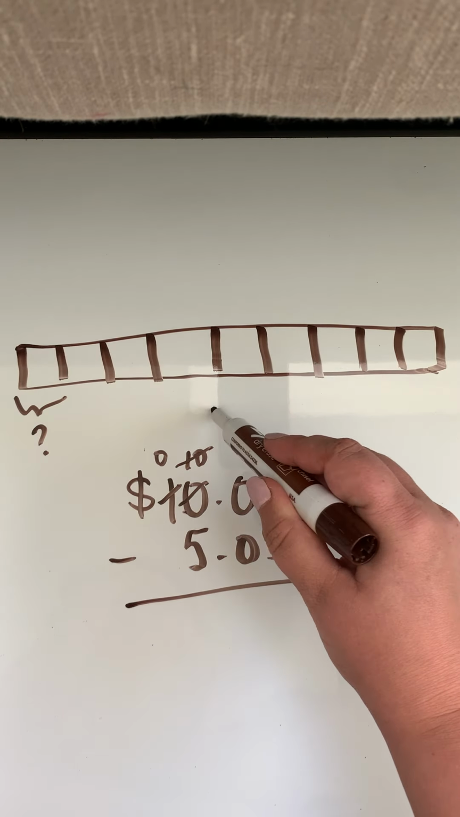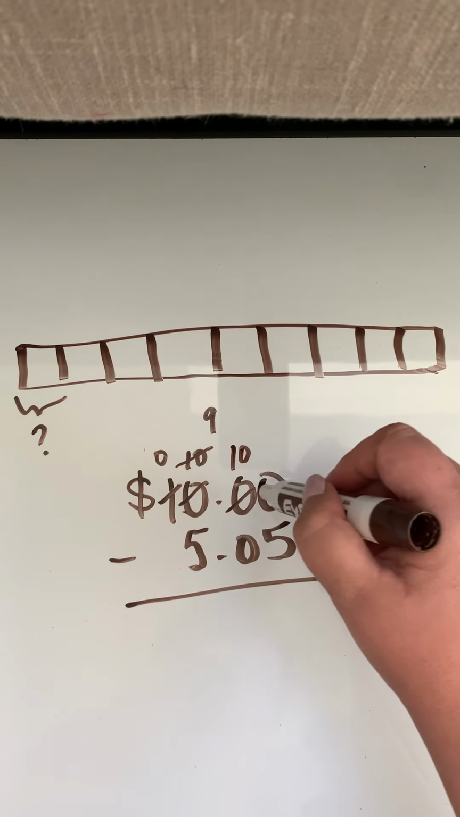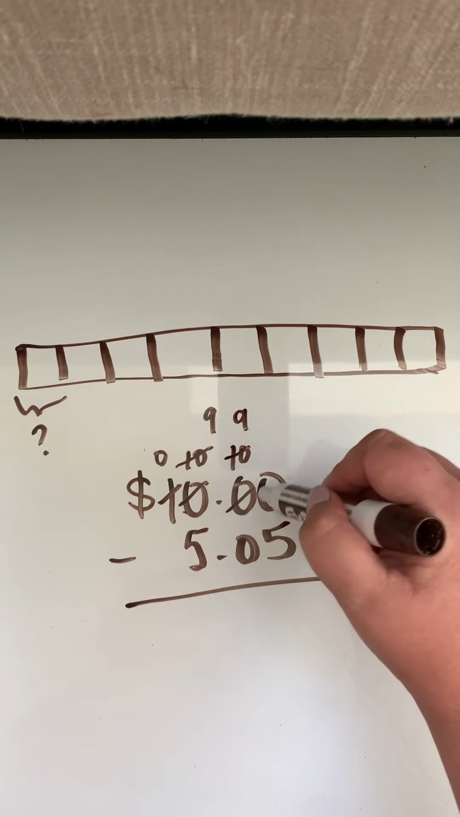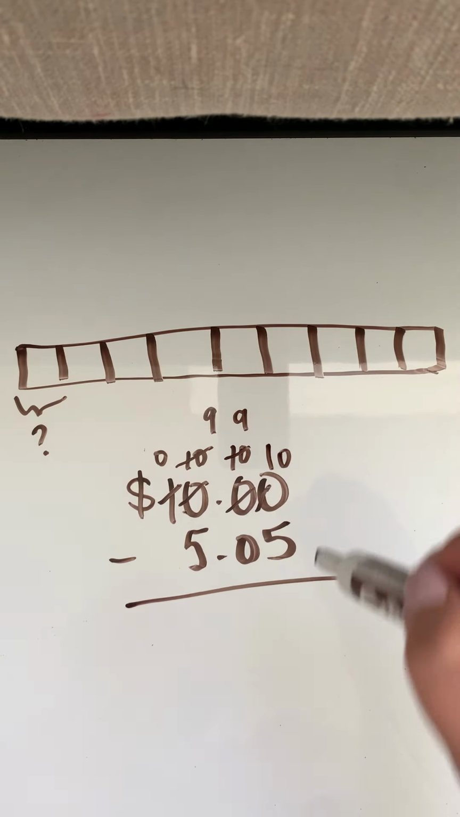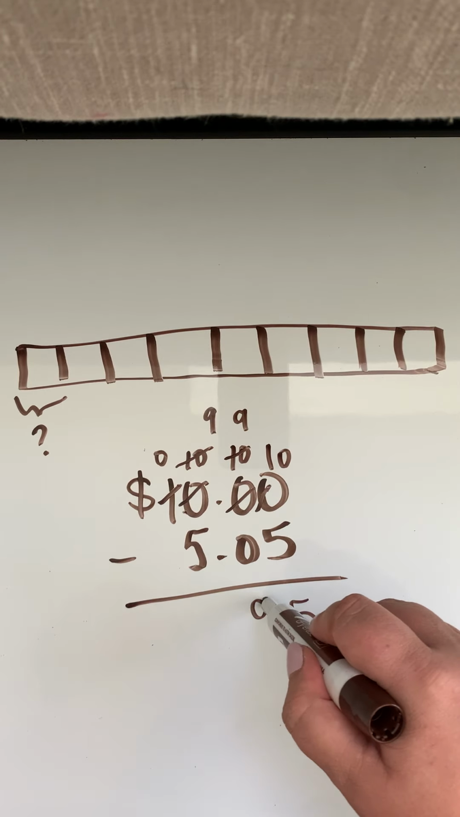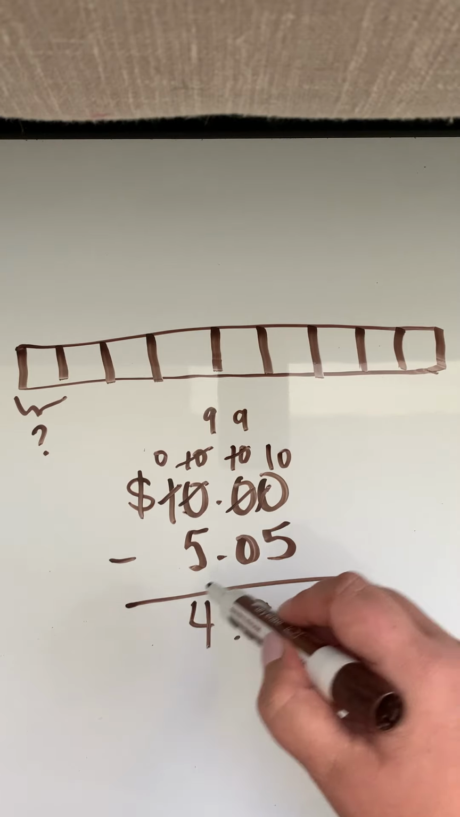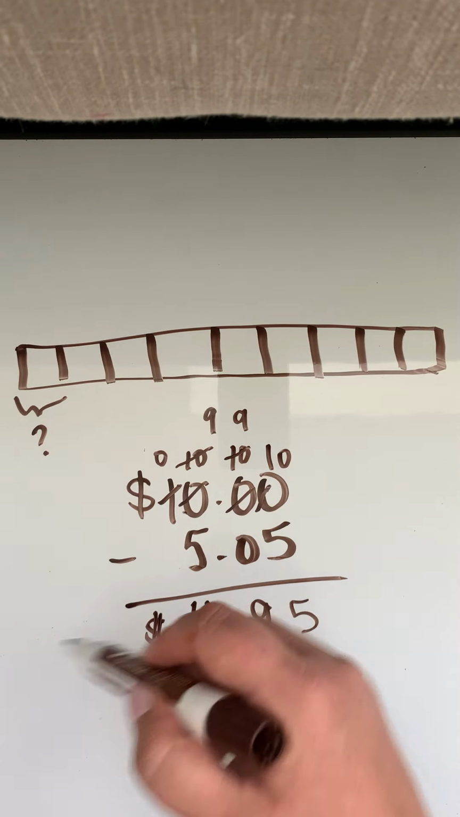Still not good over here. So then this is going to become a 9. And this becomes your 10. Still not good here. So this becomes a 9. And this becomes your 10. 10 minus 5 is 5. 9 minus 0 is 9. Bring down my decimal. 9 minus 5 is 4, okay, and then that's just 0.